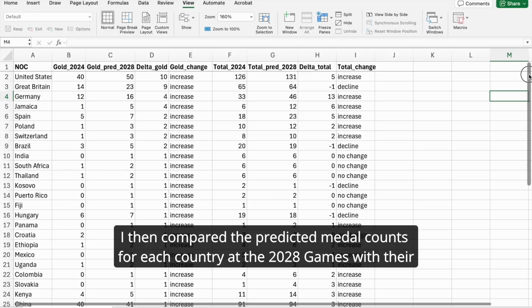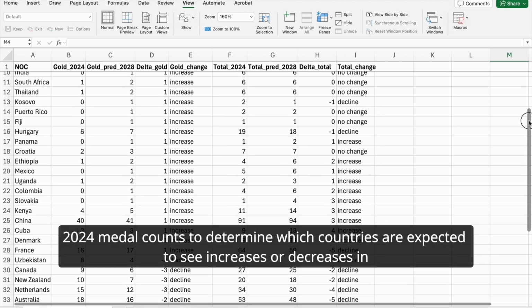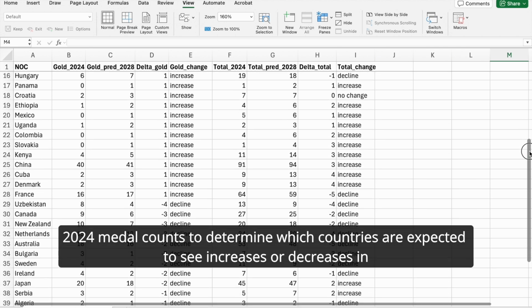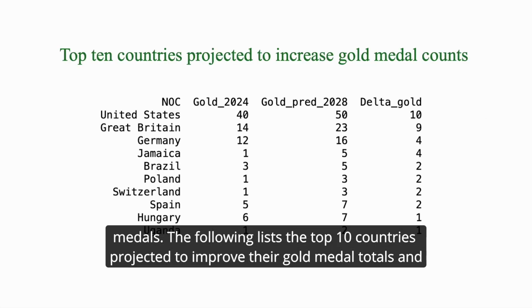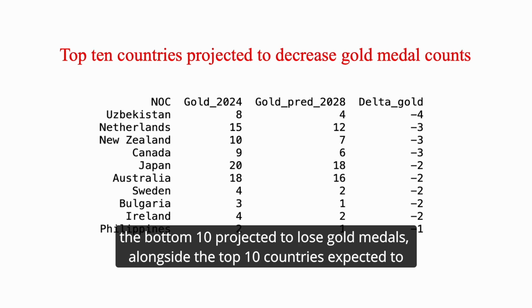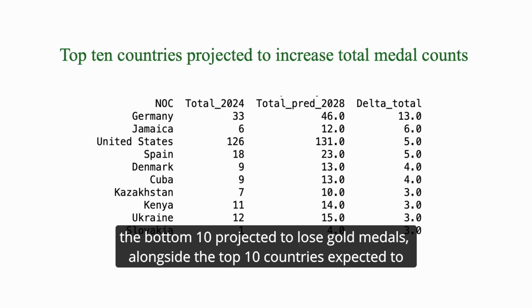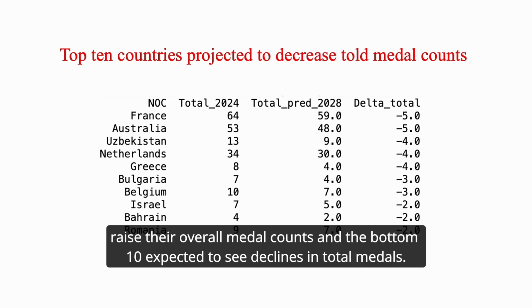I then compared the predicted medal counts for each country at the 2028 Games with their 2024 medal counts to determine which countries are expected to see increases or decreases in medals. The following lists the top 10 countries projected to improve their gold medal totals and the bottom 10 projected to lose gold medals, alongside the top 10 countries expected to raise their overall medal counts and the bottom 10 expected to see declines in total medals.